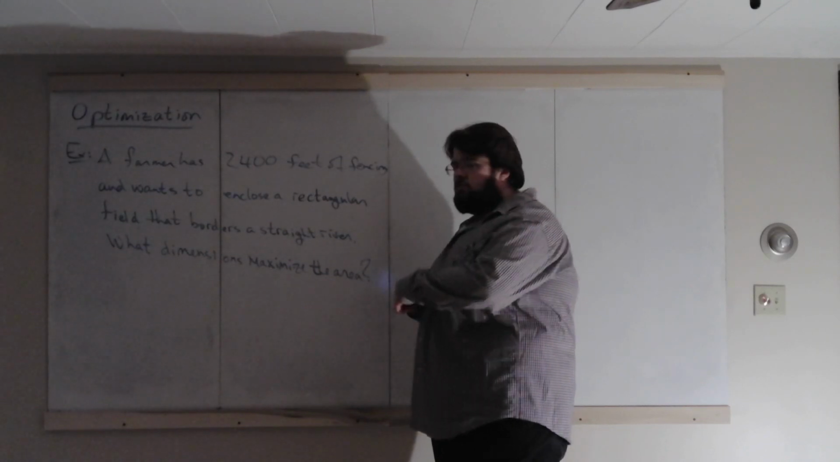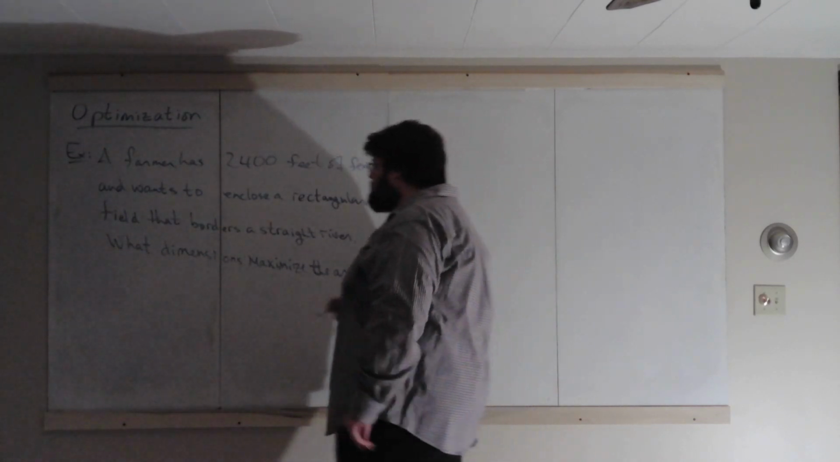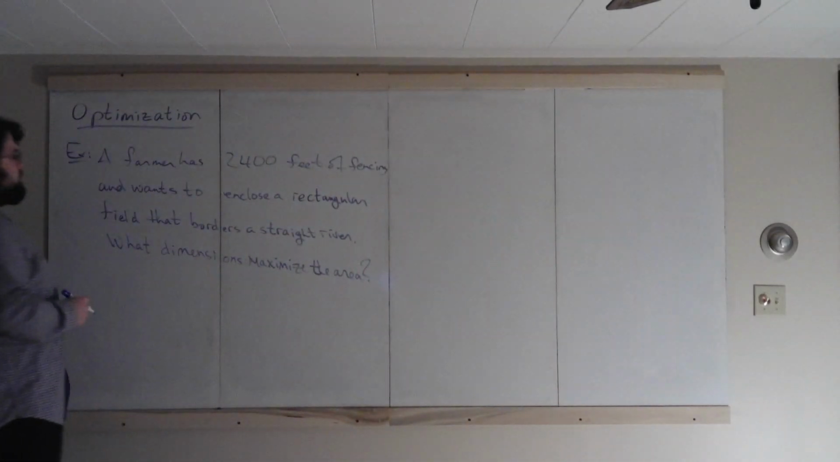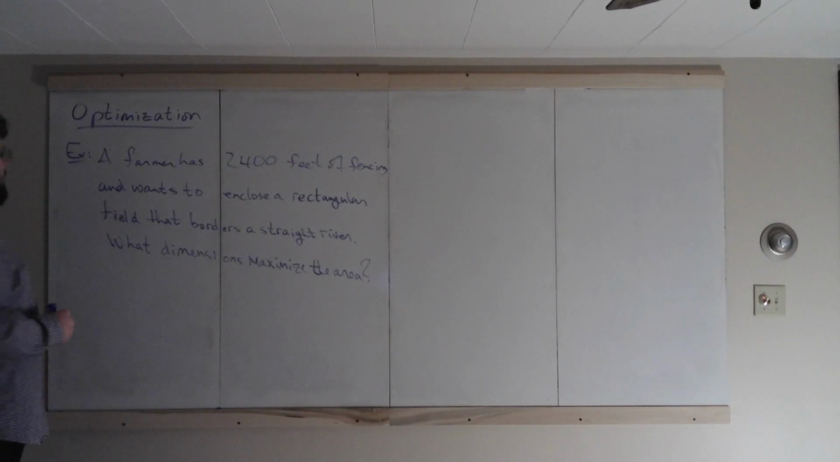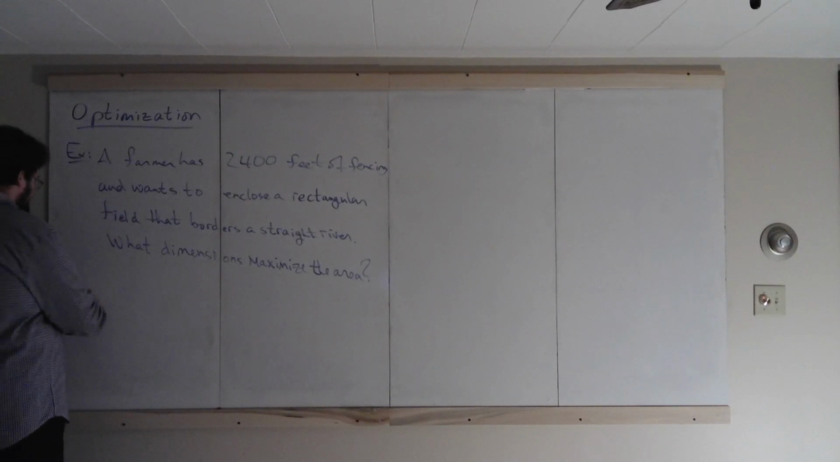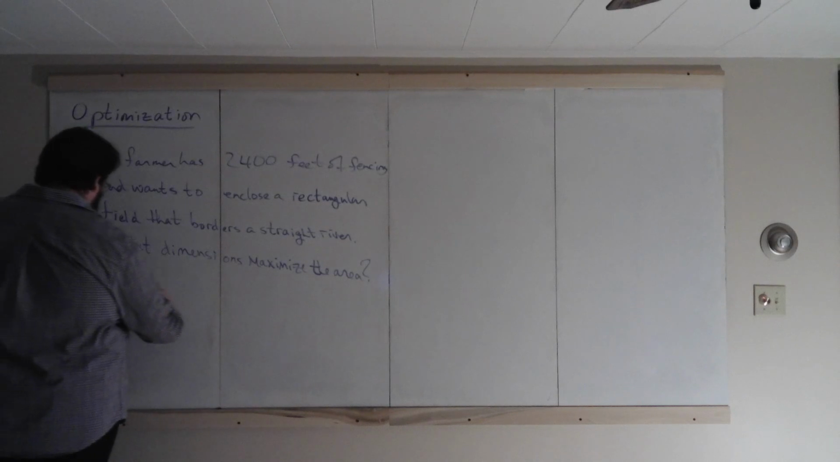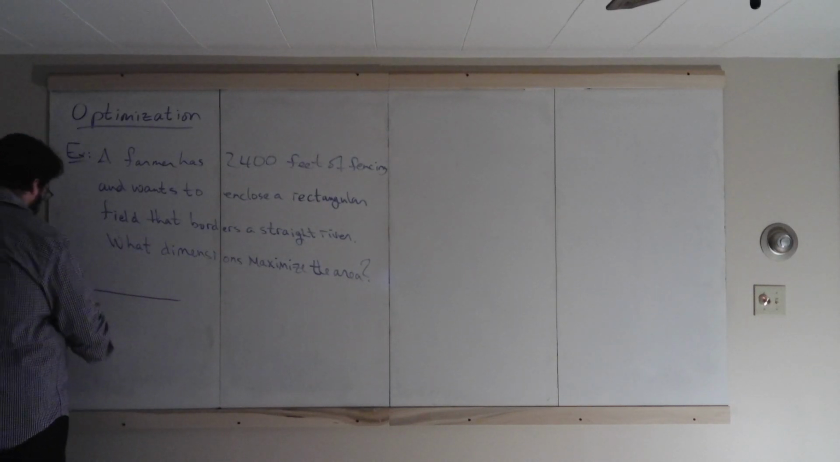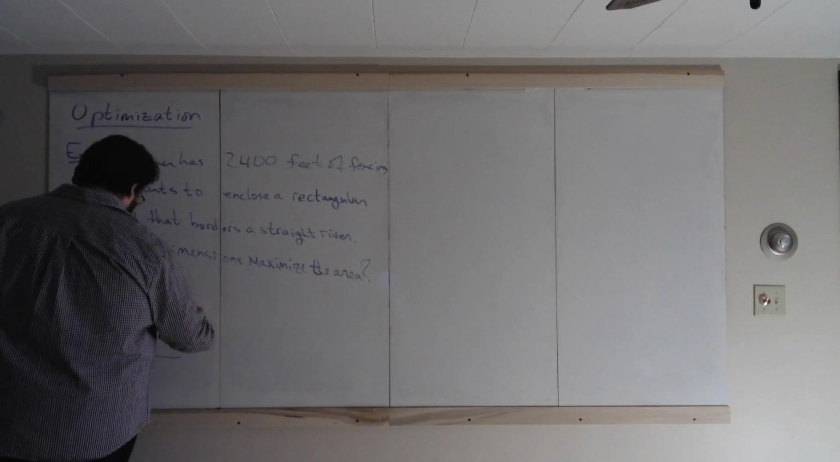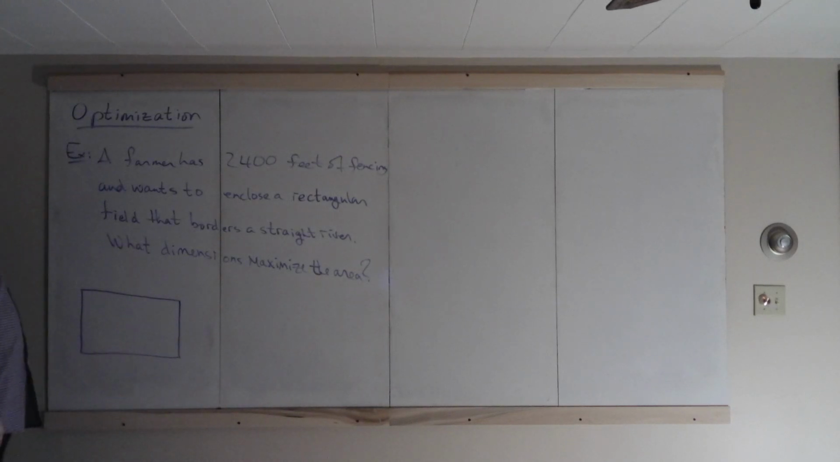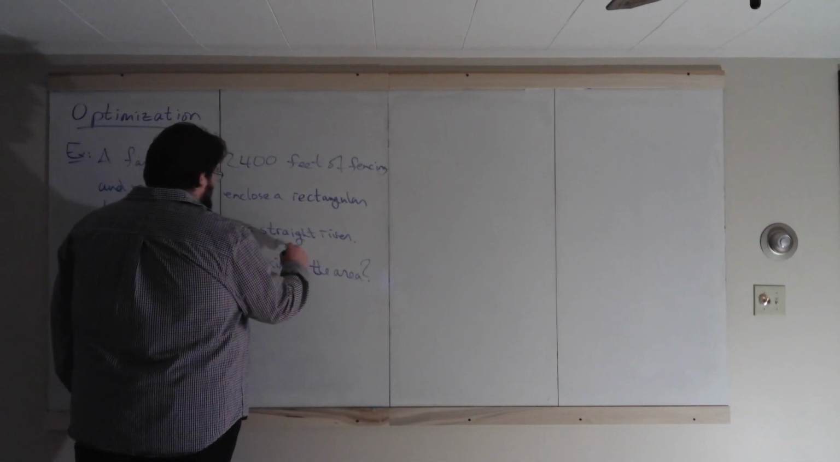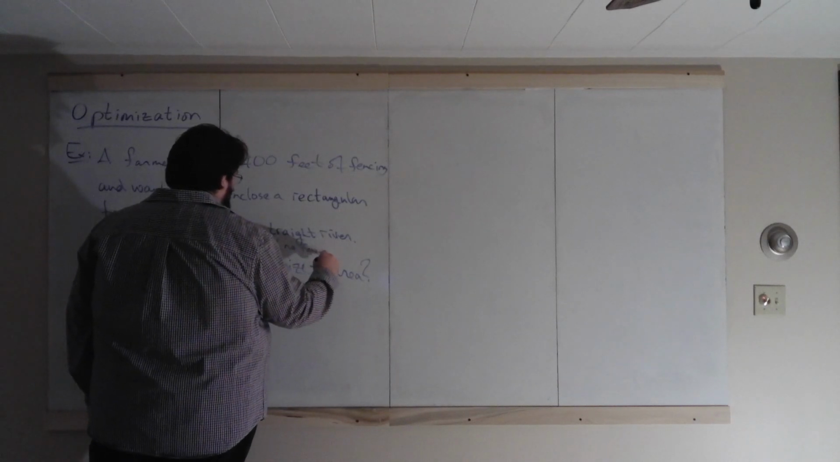Frequently in these, it's useful to draw a picture. So let's draw this field. Wants to enclose a rectangular field that borders a straight river. Borders a straight river in math implies that you do not need fencing on the river. So maybe I'll just put as a parenthetical, no fencing on river.